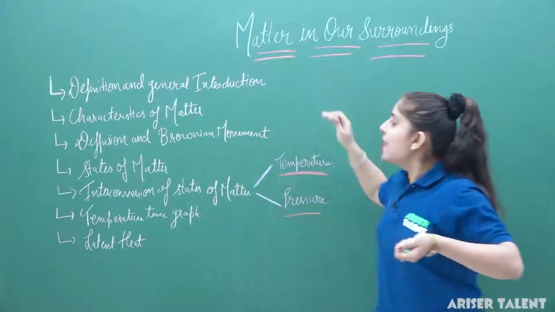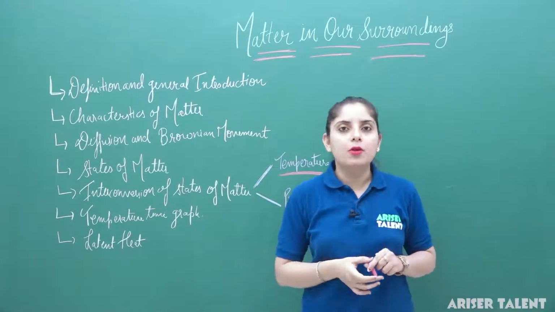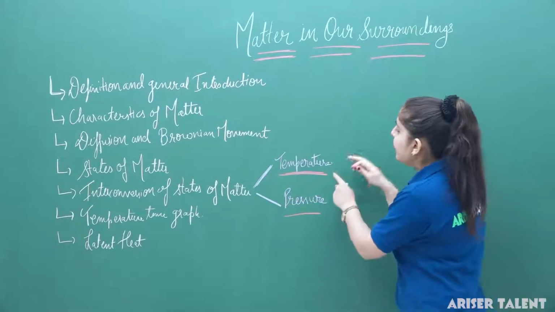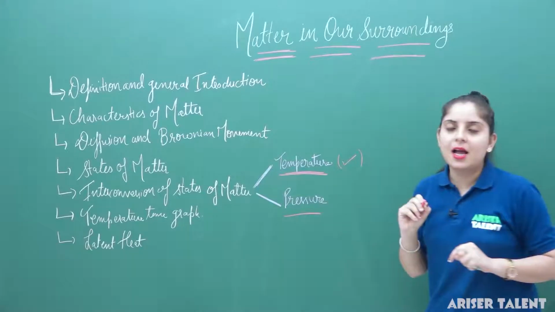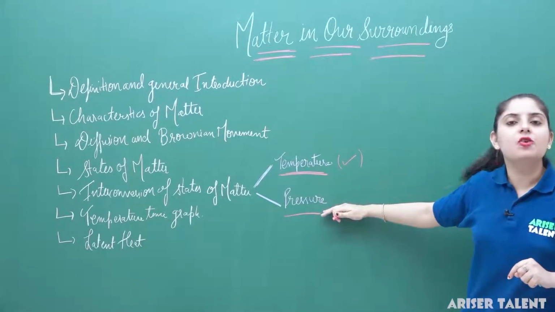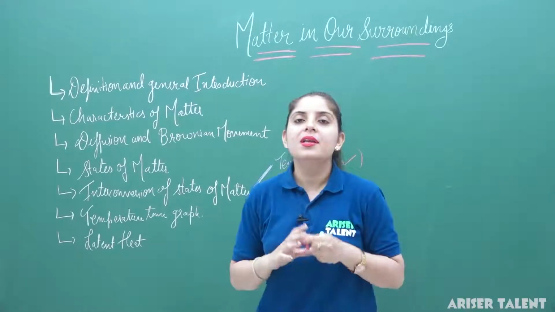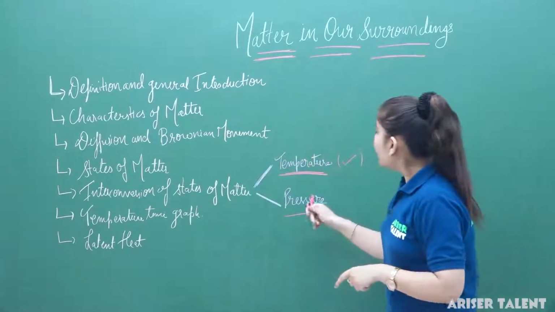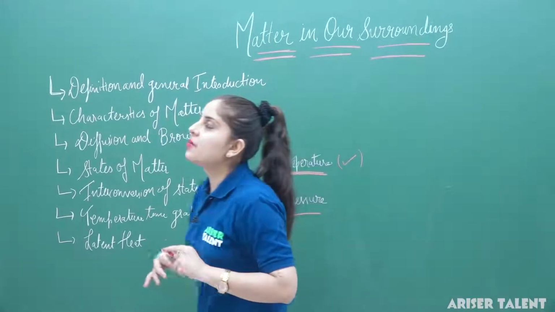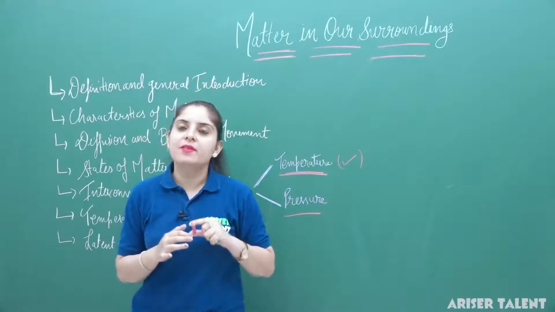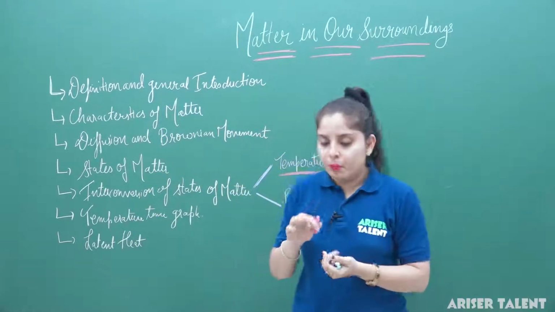So these are the topics that we have covered in our first chapter, matter in our surroundings. Interconversion of matter in terms of temperature we have discussed. Now we are moving to our next topic, what will happen if you apply pressure on the states of matter. We are left with this topic, and the last topic of this chapter is evaporation, which is a very important topic, and we will end this chapter with evaporation.